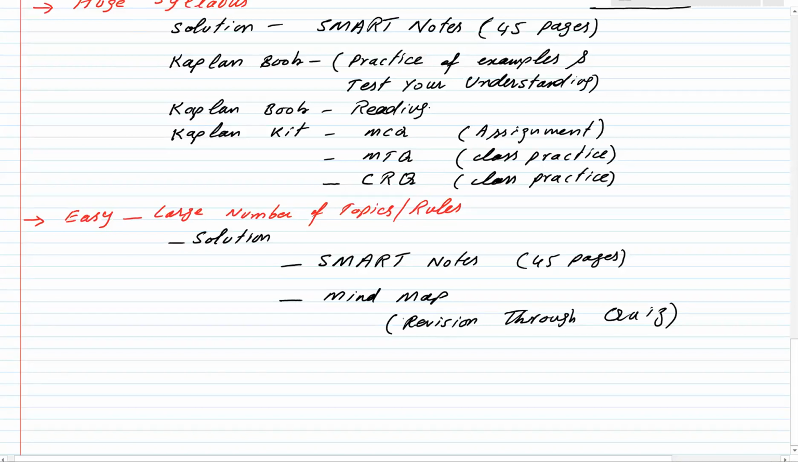And if you are able to recall all those rules written in the smart notes with the help of this mind map, it means you are done with this topic. You have memorized this topic, it is stored in your mind, and you can move towards the next topic. But if you are unable to answer these questions written on the mind map, it means you need more time for this topic.